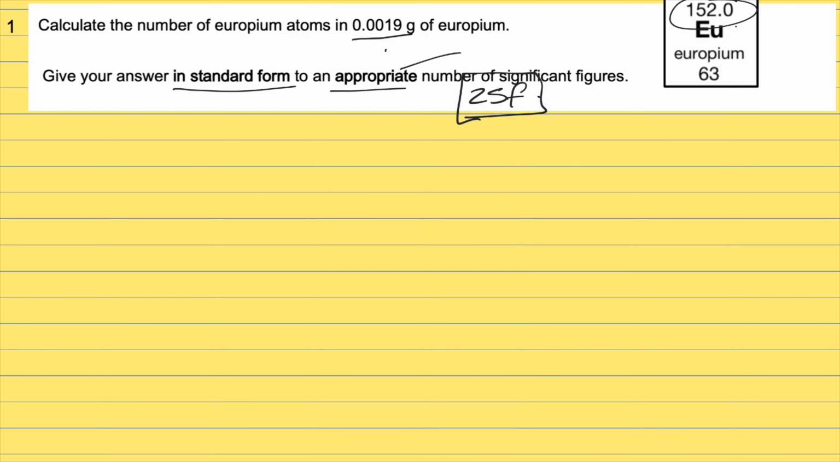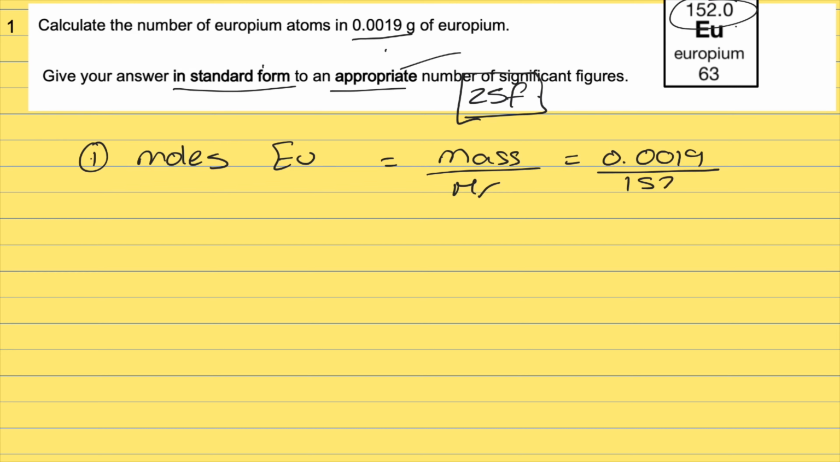I always recommend identifying that first before you start the question, so when you come to your final answer, just look up and check: have I given it to the right number of significant figures and have I given it in standard form. So job 1 is we're going to calculate the number of moles of europium, which is mass over relative formula mass, or in this case relative atomic mass, so it's 0.0019 divided by 152, and that is going to give you 1.25 times 10 to the minus 5 moles.